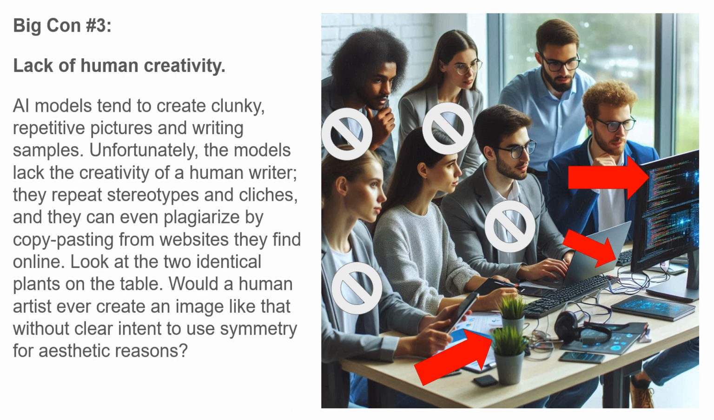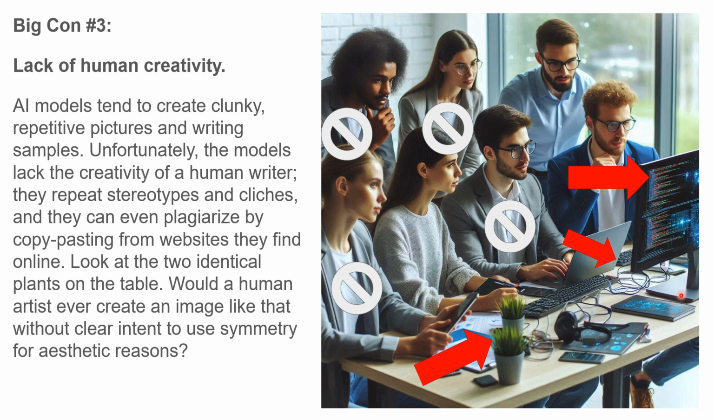All right. Next big con, number 3, lack of human creativity. AI models tend to create clunky, repetitive pictures and writing samples. Unfortunately, the models lack the creativity of a human writer. They repeat stereotypes and clichés, and they can even plagiarize by copy-pasting from websites they find online.